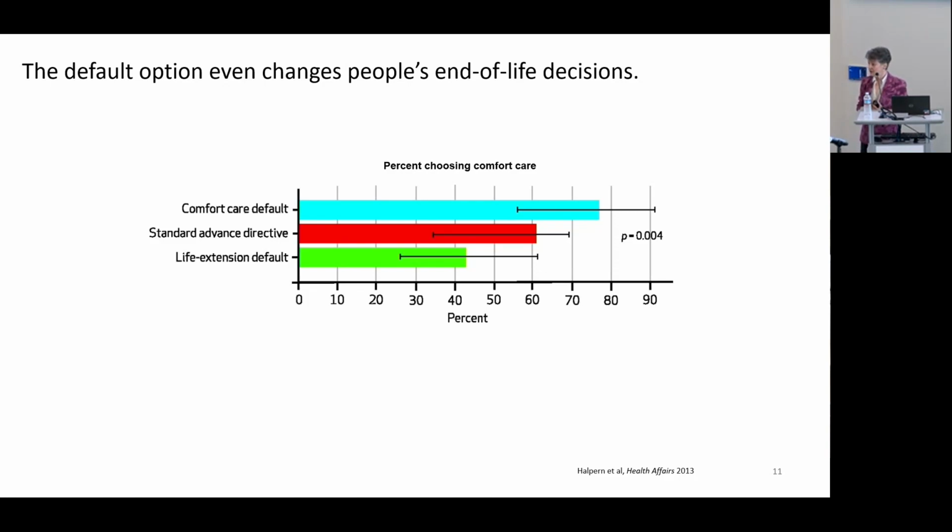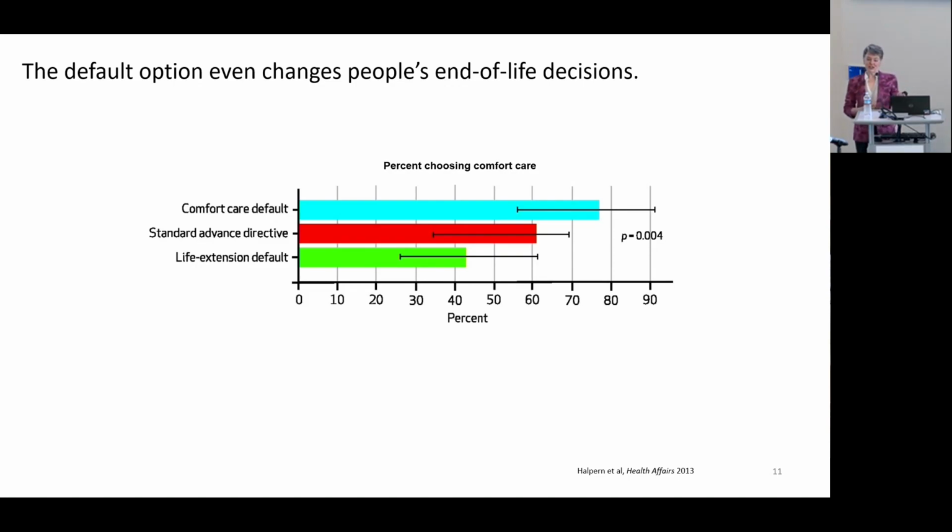And these are the proportions of patients, real patients making their own decisions, who chose comfort care. So with the comfort care default, you can see almost everybody did, very few people didn't. With the life extension default, only about 40% chose comfort care. And with neither one, you can see it's right in the middle, which is very interesting, right?